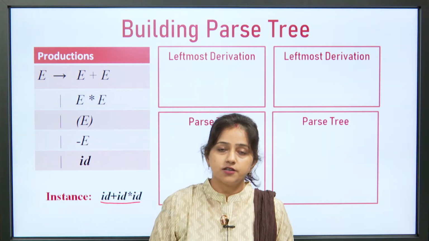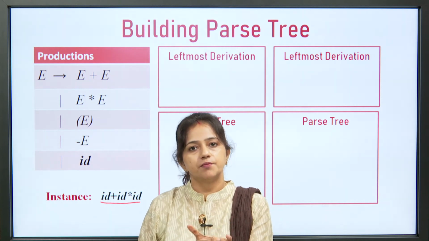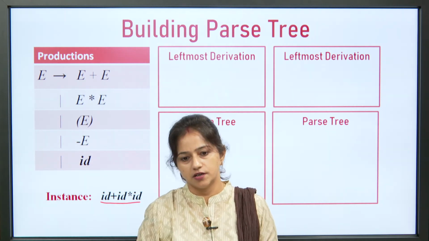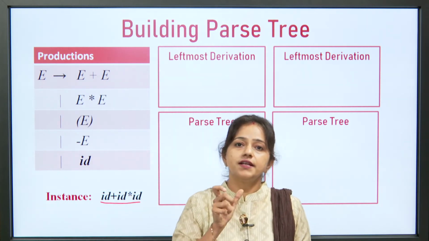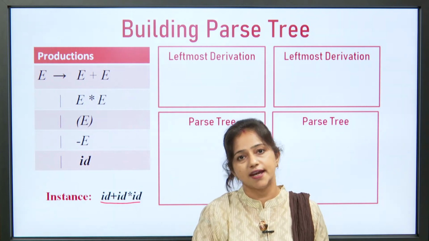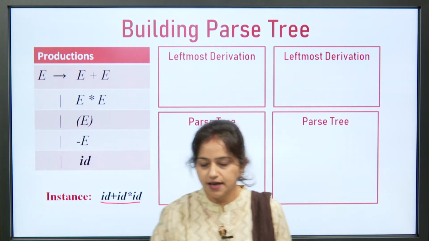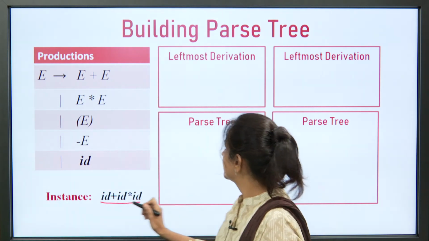It is not hard to see that every parse tree will produce a unique leftmost or unique rightmost derivation. Simultaneously, it is not necessarily true that every instance will have a unique parse tree or a unique leftmost or rightmost derivation. This will be very clear in this example. Now suppose we have this grammar and this is the instance.